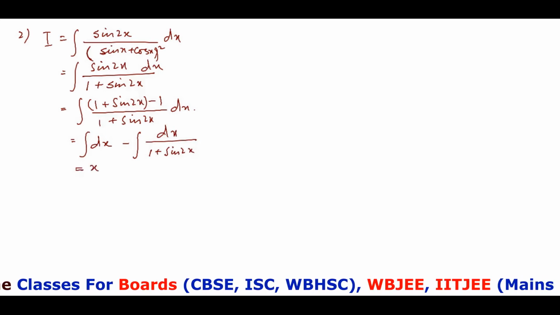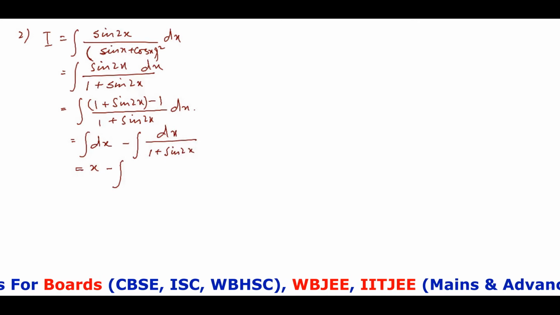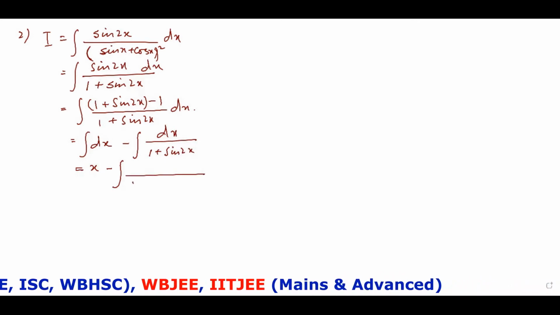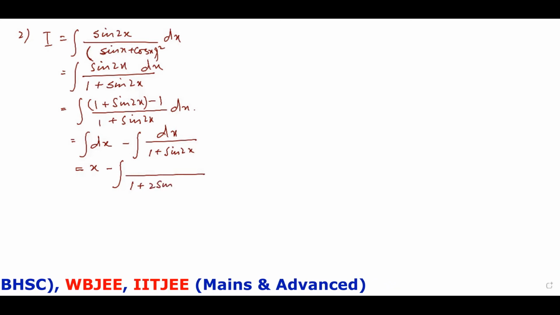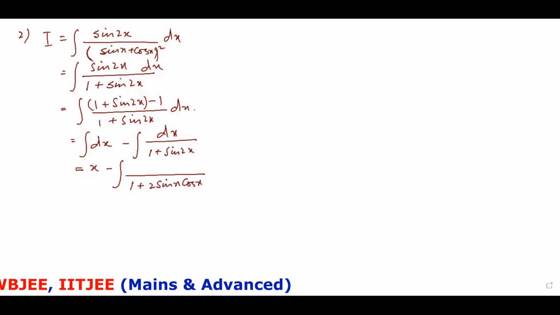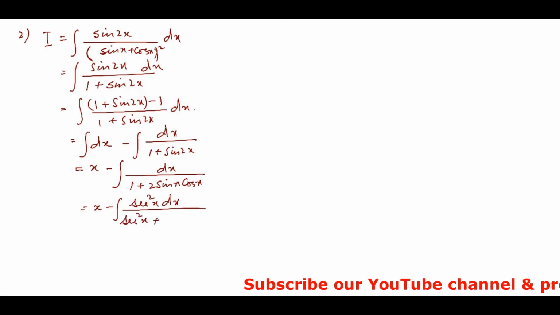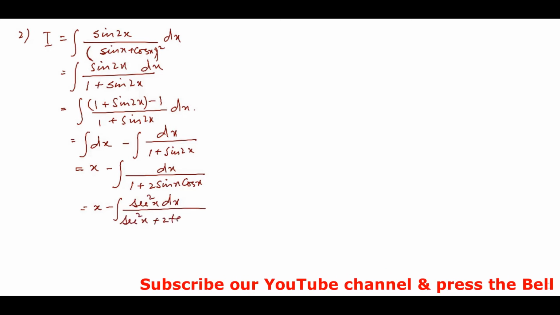So that gives you what? X minus integration. This is basically what? 1 plus 2 sin x cos x, right? So let me just multiply numerator and denominator with sec square x. So what we are going to get? Sec square x dx divided by sec square x plus 2 tan x. Am I correct?